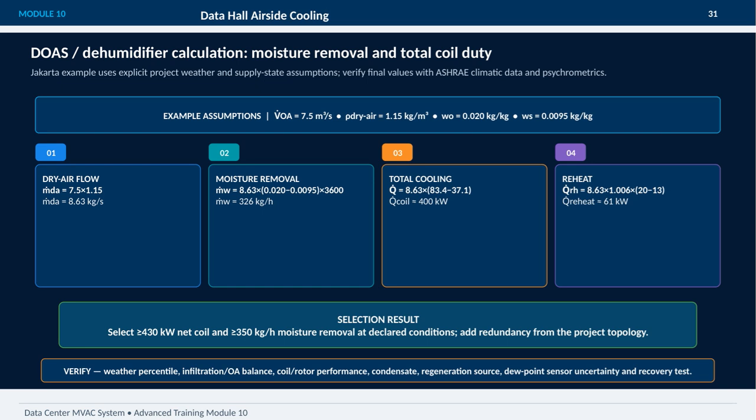The total cooling load on the coil is about 400 kilowatts, calculated from the difference in enthalpy between the inlet and outlet air states. Additionally, reheating requires approximately 61 kilowatts to reach the desired supply air temperature. Based on these numbers, the system should select a net coil capacity of at least 430 kilowatts and be capable of removing 350 kilograms per hour of moisture. It's essential to add redundancy and verify factors like weather percentiles, infiltration, coil and rotor performance, condensate handling, and sensor accuracy to ensure reliable operation.